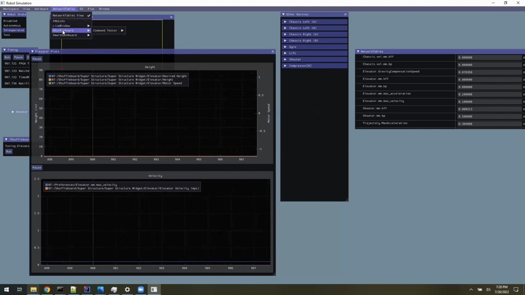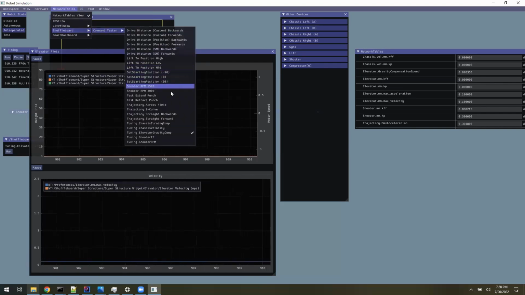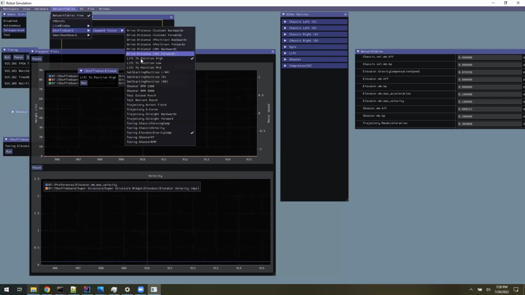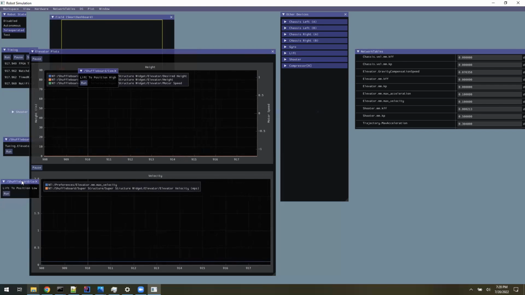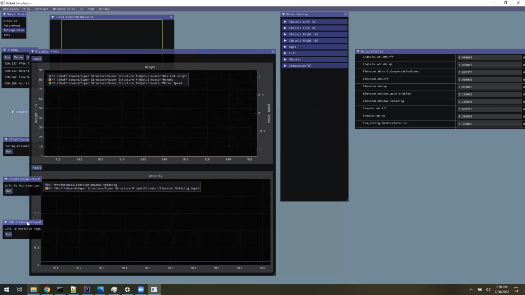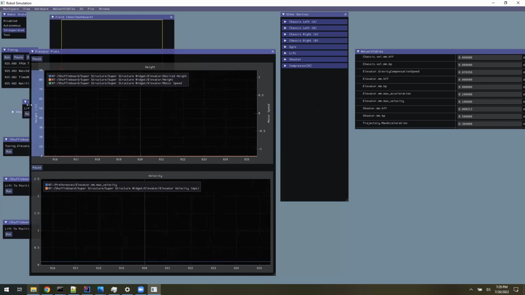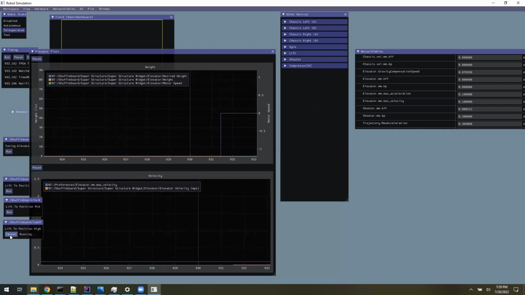So I'm going to add, I believe that I have a lift to high, lift to low. I'll put these guys over here. And a lift to middle. Okay. So if I run this without setting anything, as we would expect, it stays mostly still, except for a little bit of gravity drift. So yeah, let's do this.